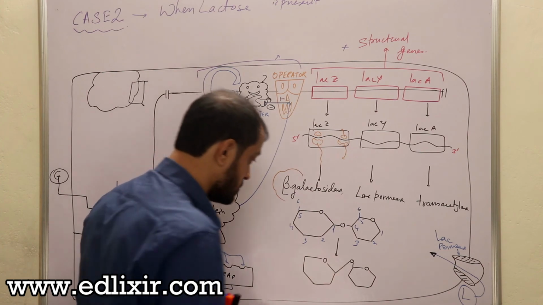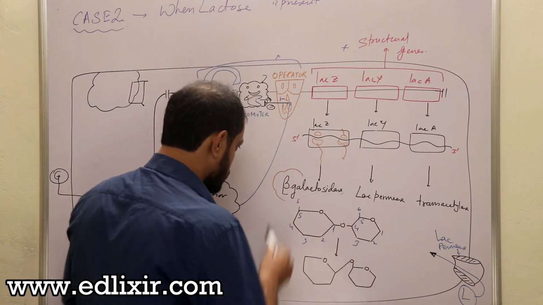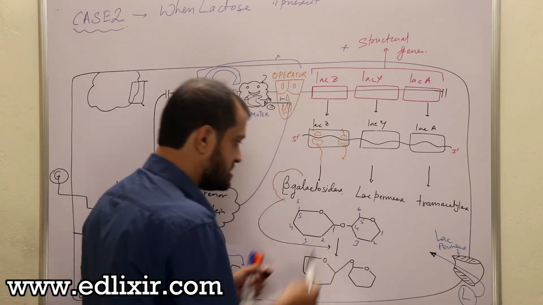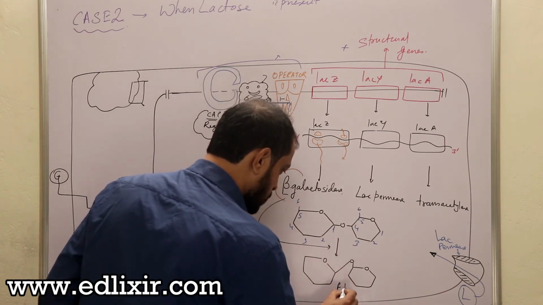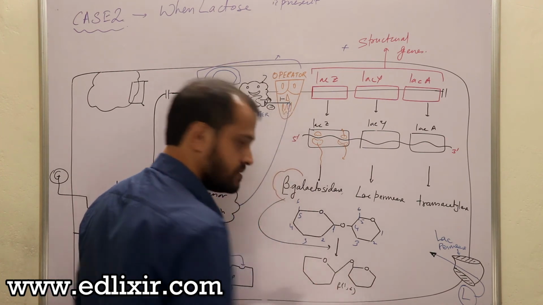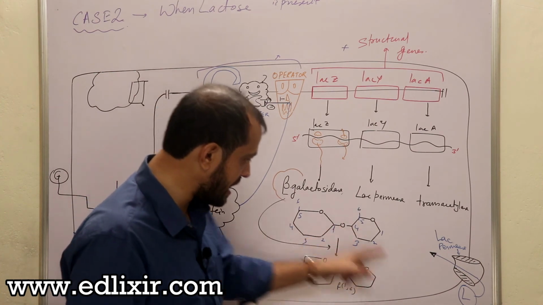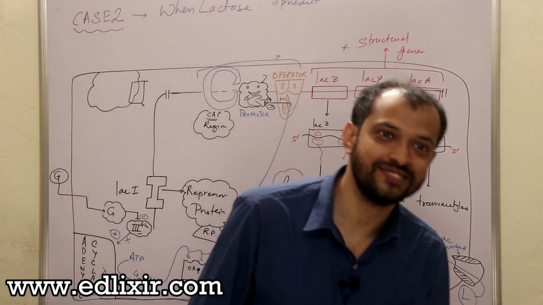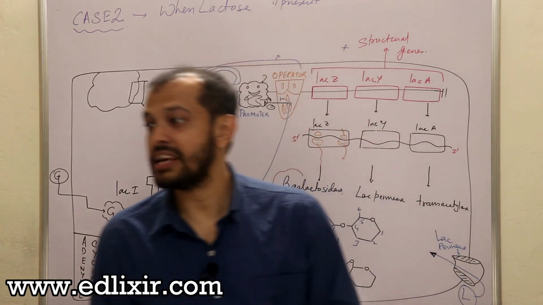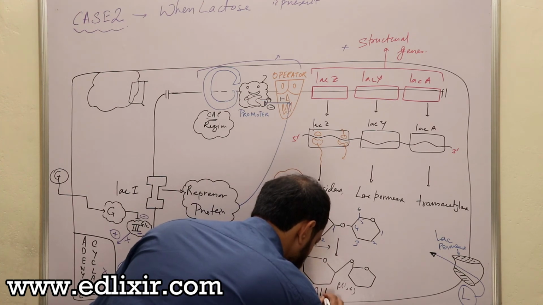Now listen. Instead of breaking this 1,4 galactoside linkage, this is beta 1,4, beta galactosidase sometimes changes the position of this linkage and creates a beta 1,6 linkage. Okay, and this type of lactose where beta 1,6 is present is known as allolactose. This is called allolactose.